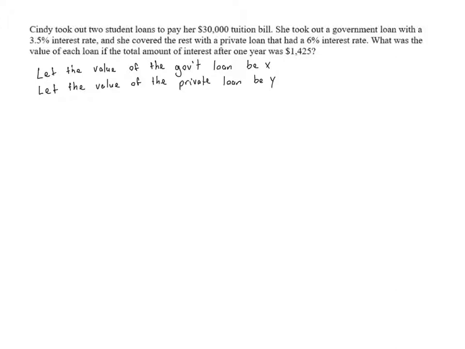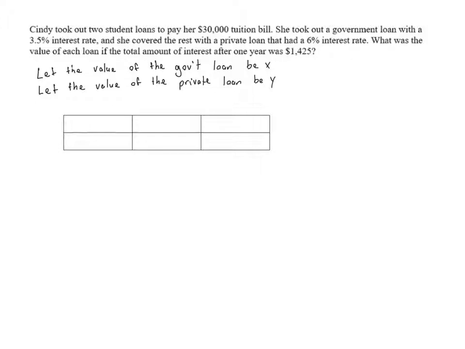be y. Now, just like the other problems, we need to set up a table so that we can organize our information. In all of these interest problems, the relationship is going to be principal times rate equals interest. And we're always going to label the columns like that because that will help us organize the information we have and figure out expressions that represent the information that we don't have.